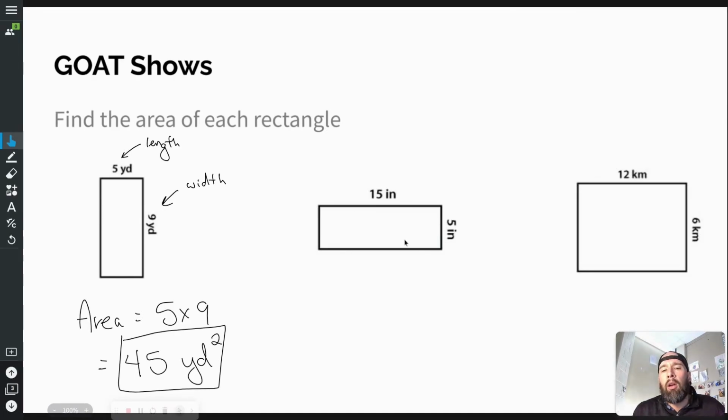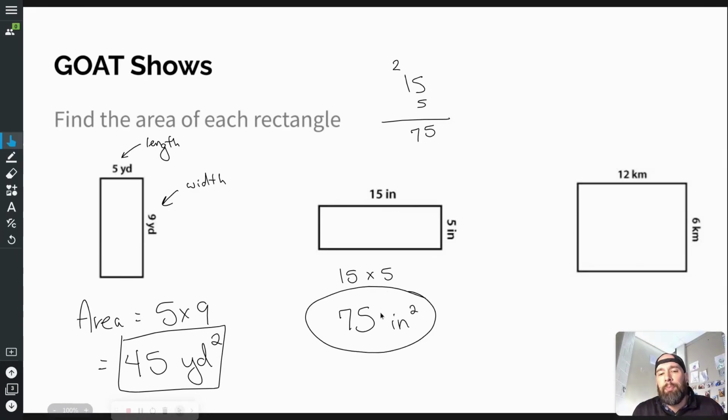45 square yards. What about 15 times 5? Well, 15 times 5 is, let me think, let's go up here and figure it out. 5 times 5 is 25. So write out the 5, carry the 2. 5 times 1 is 5 plus that 2. 5 plus 2 is 7. So it's 75, not inches, but square inches. 75 inches squared, square inches.